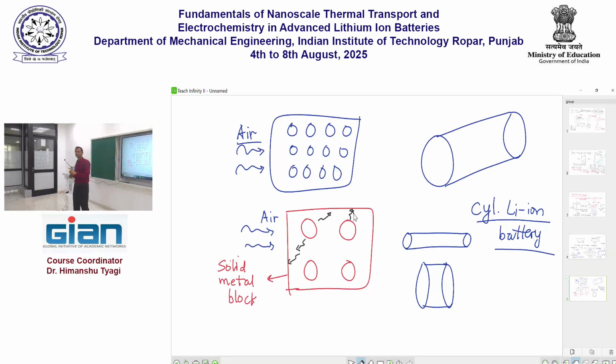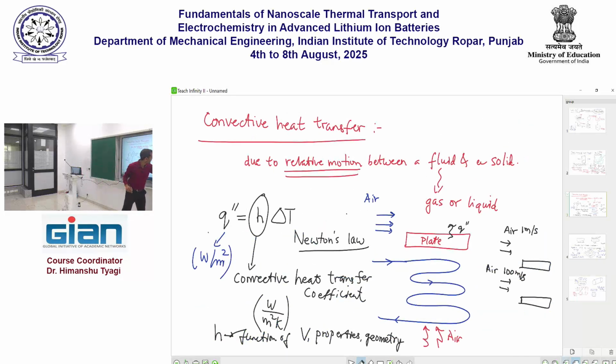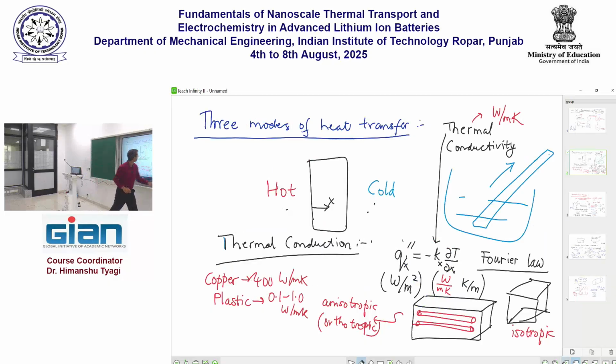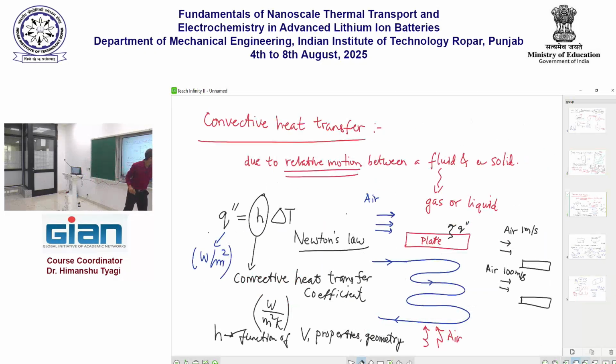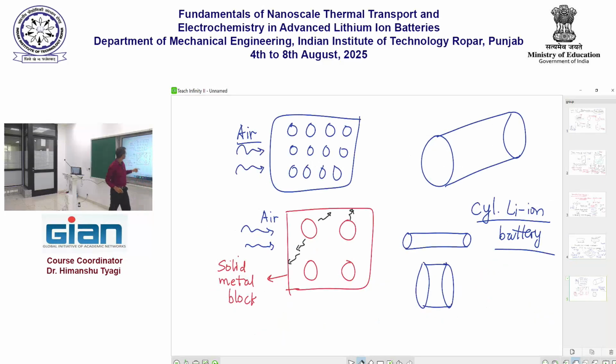So step number one is conduction. Remember, conduction was the flow of heat through a solid body, right? And then the second step is convection, which is due to relative motion between the solid body and the flow of air. So we need to understand both conduction and convection in order to understand the nature of heat transfer that will occur in this battery pack.